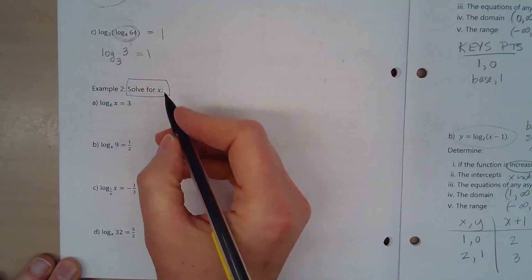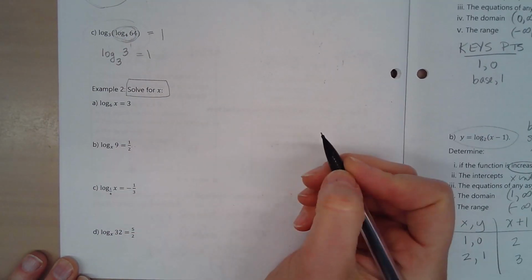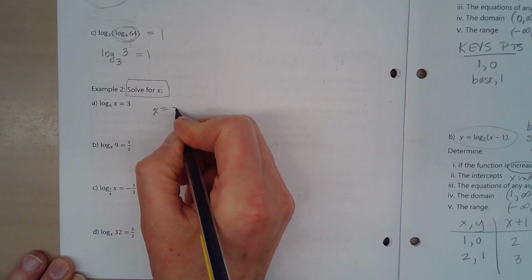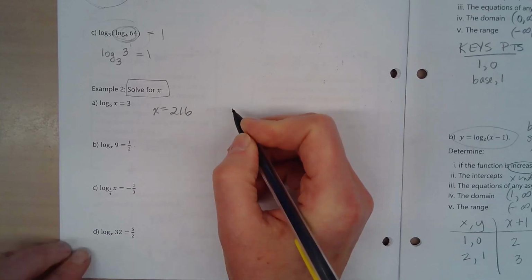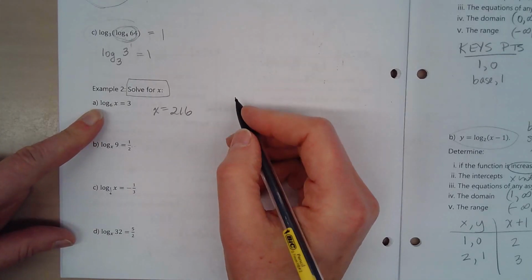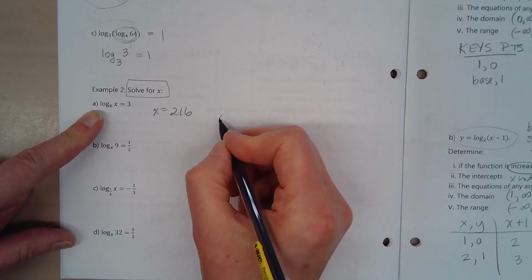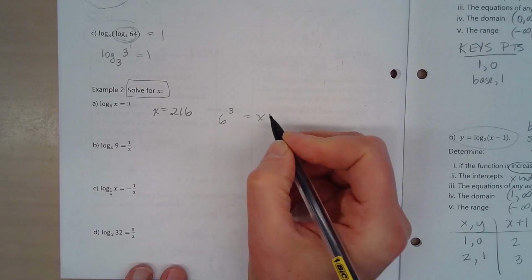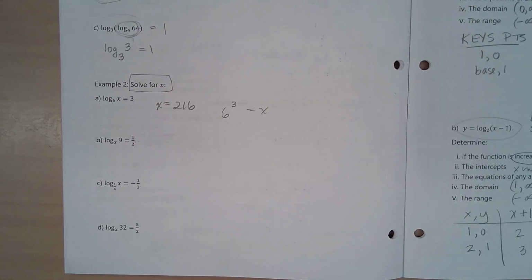Okay, what's the answer to A? What does x equal? 216, I agree. Did you have to put it in exponential form, or did you just look at it and solve? So 6 exponent 3 is x. X is 216, perfect. What about this one?